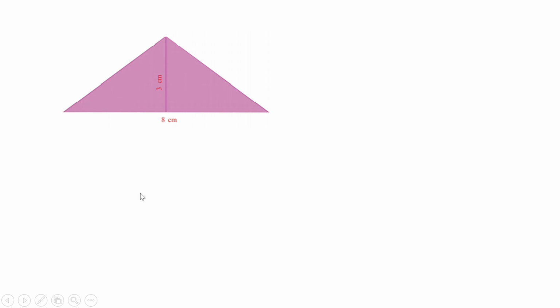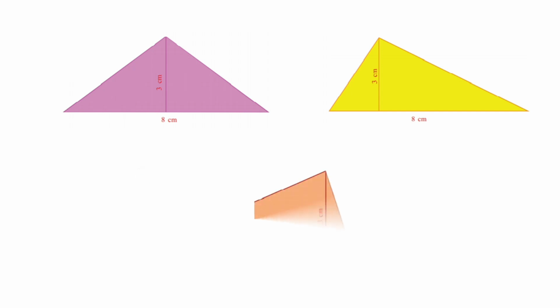Now what about this triangle? The base is 8 and height is 3. The area is half into 8 into 3. That is 12. So this is also a triangle having its area 12 centimeter square. What about this one? Here also the base is 8 and height is 3. So surely the area is 12 centimeter square.